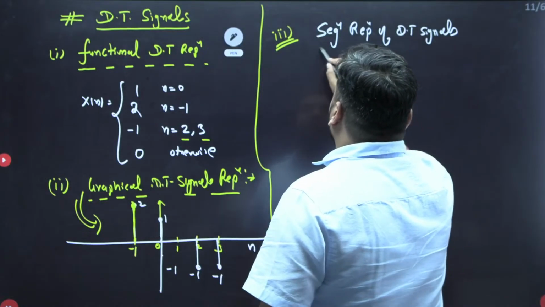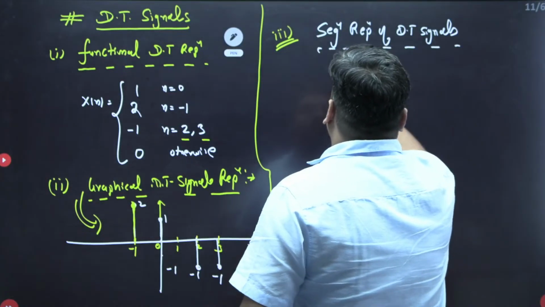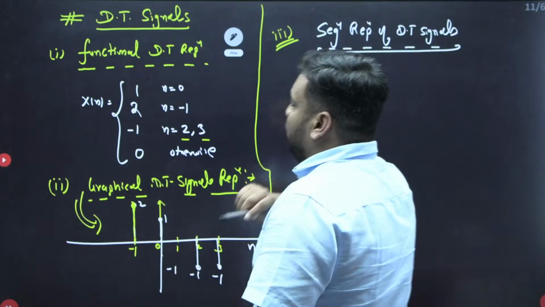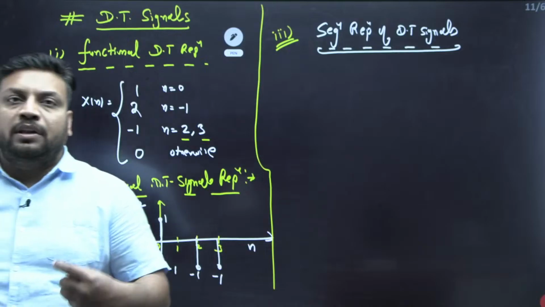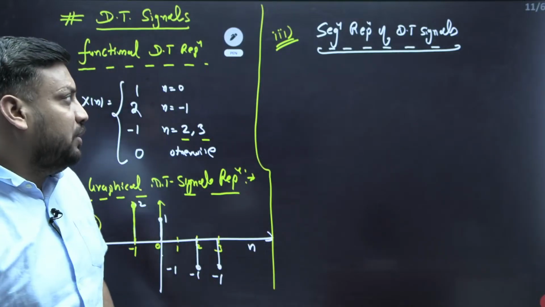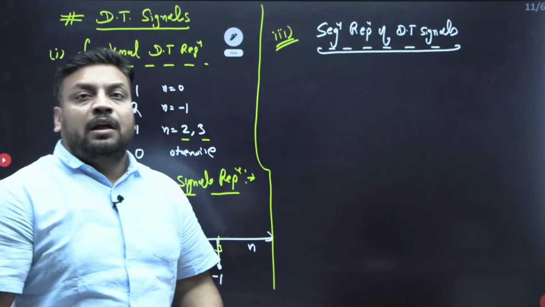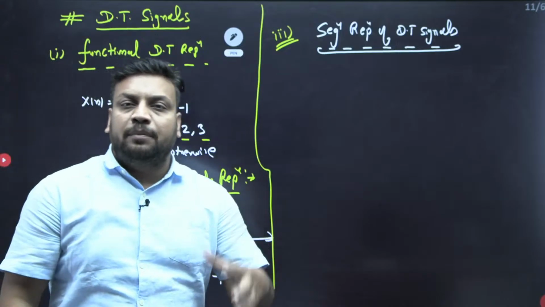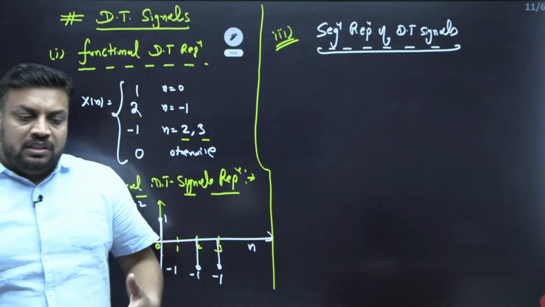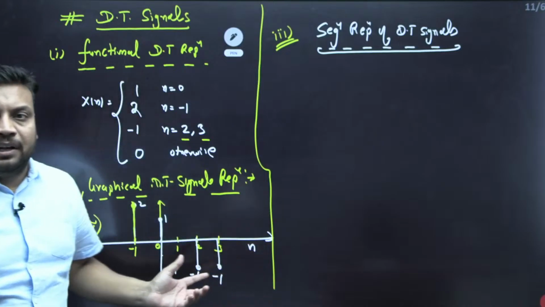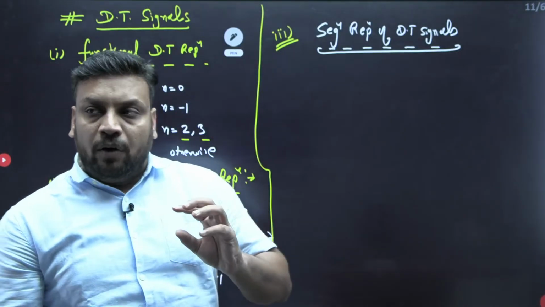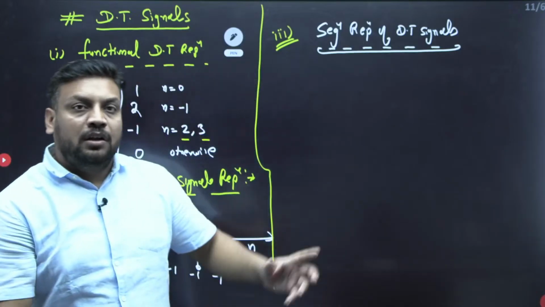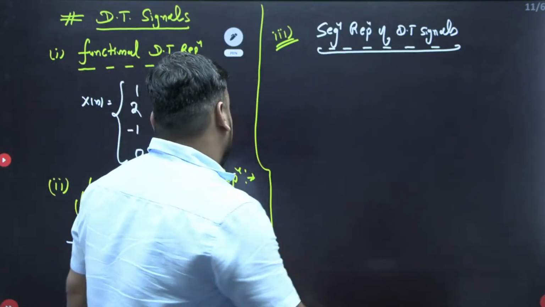Why do I like this, bacho, and why do I prefer this? Because if you always write in sequential form, it takes much less time to solve the question. Even as far as operations are concerned, time shifting, time scaling, everything, generally students prefer the graphical approach, but graphical is a lengthy approach. If you want to perform all the operations smartly, you should go for the sequence representation.